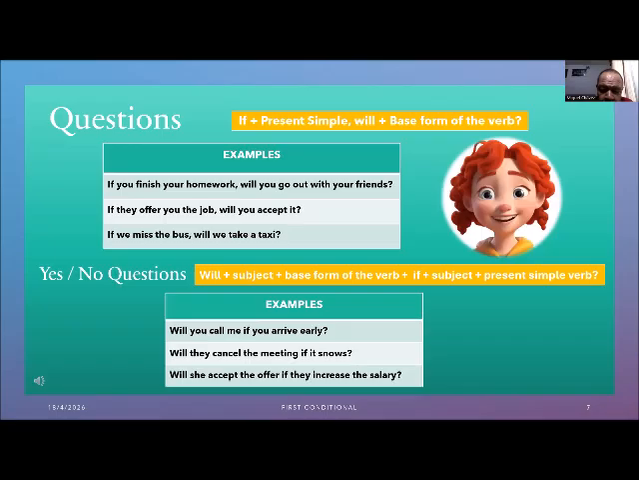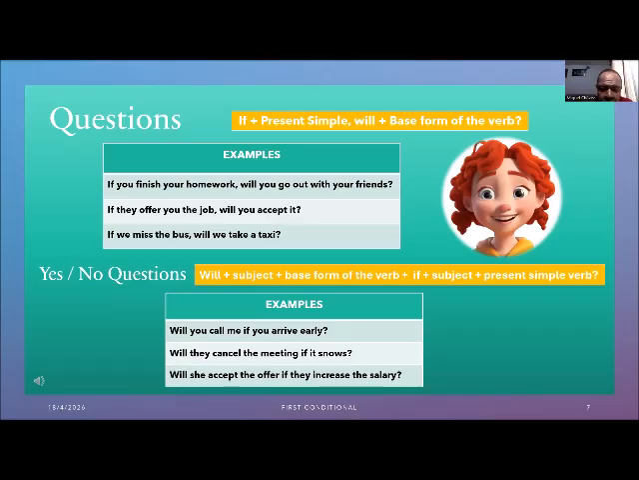The first conditional questions are grammatical forms used in English to discuss probable or likely outcomes in the future based on a certain condition being met. The structure typically involves an if clause that presents a possible condition, and a main clause that describes the result that will follow if the condition is fulfilled. The formula for these conditional questions is if plus present simple, comma, will plus base form of the verb.